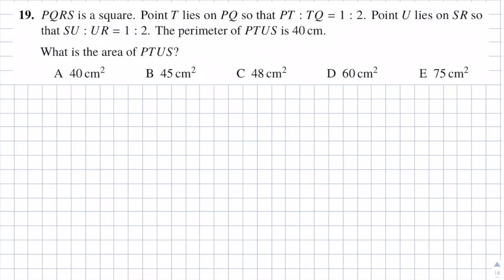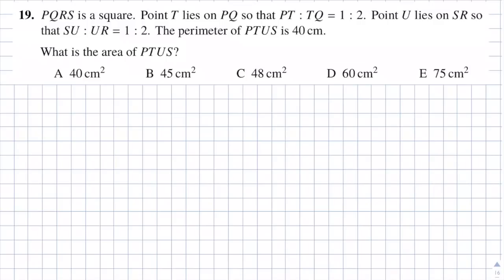Question 19. PQRS is a square. Point T lies on PQ so that the ratio of PT to TQ is equal to the ratio of 1 to 2. Point U lies on SR so that the ratio of SU to UR is equal to the ratio of 1 to 2. The perimeter of PTUS is 40 centimetres. What is the area of PTUS?